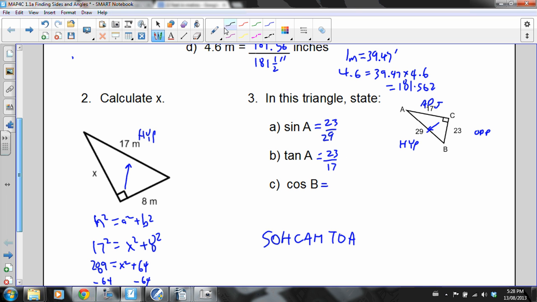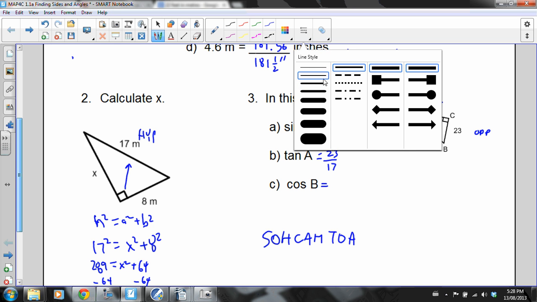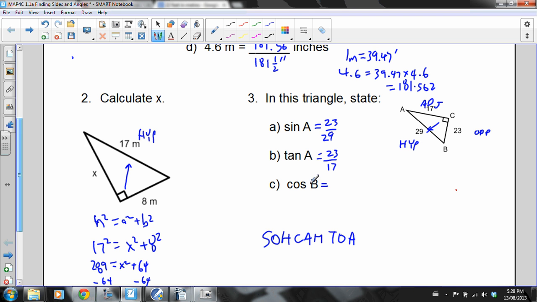Cos of B. Now we've got to be careful here. Different letter means, if I do angle B here, from angle B, this is still the hypotenuse, but these change spots, right? From angle B, this is the adjacent side, and that's the one we want for the cosine. Adjacent over hypotenuse is the cosine. Adjacent over hypotenuse, 23 over 29.